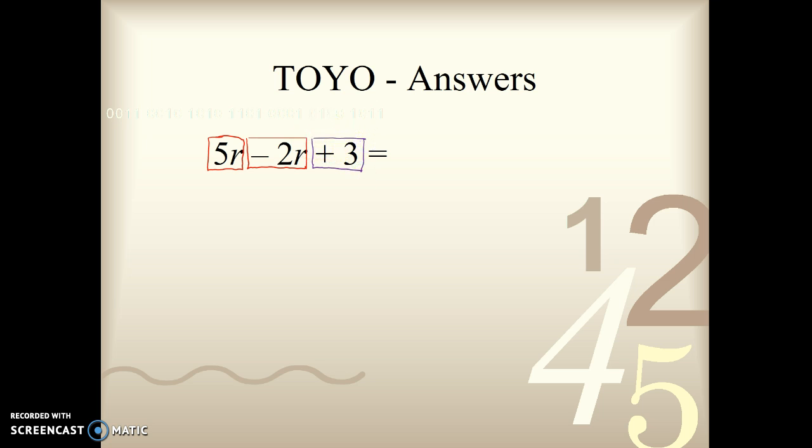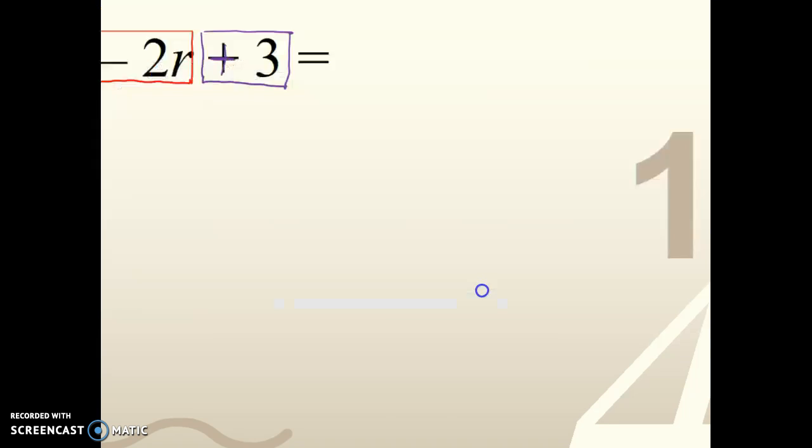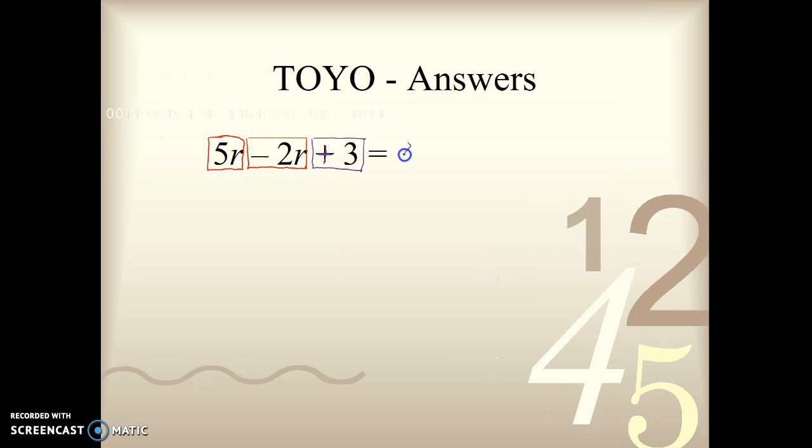So we will always box the sign to the left of the term. Like this addition sign goes with the 3 because it's just to the left of the term. That's the sign that belongs with the term. Okay, so now we've got like terms boxed, and now we can add and subtract. So 5r minus 2r equals 3r. And then I have plus 3. Now I can't do anything with that. This is just like our example with the bags of marbles and the single marbles. It's just plus 3. That's my simplified expression right there. I can't simplify that any further.